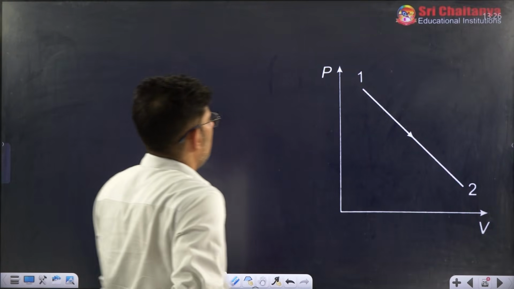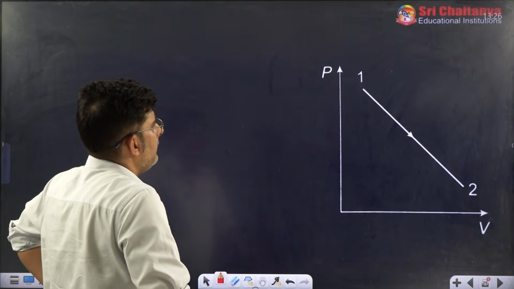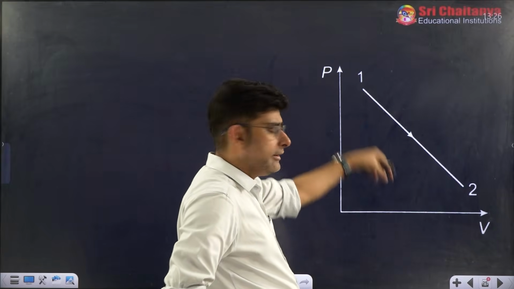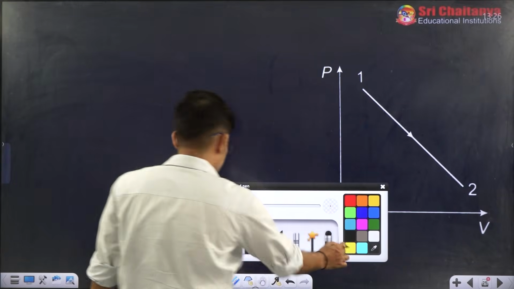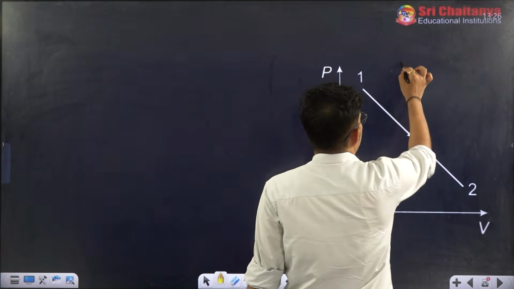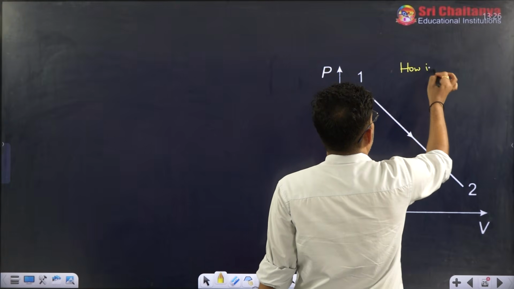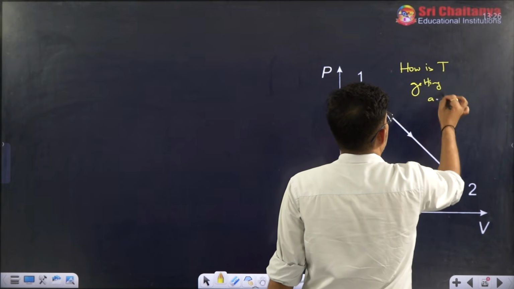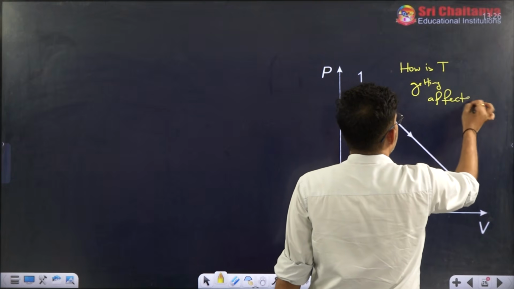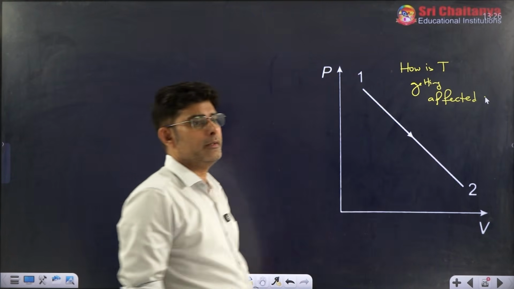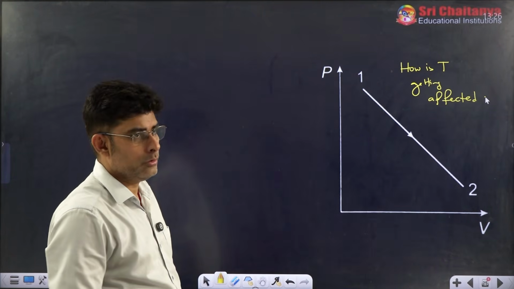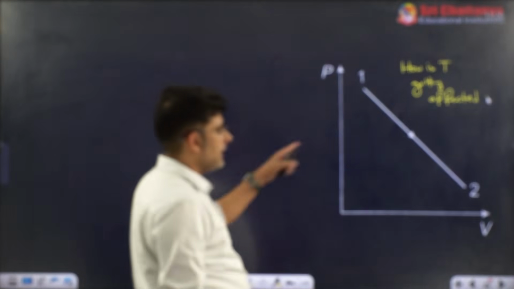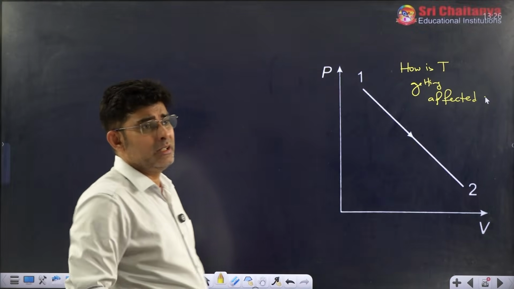Okay. Next question, we have a PV graph given like this. It is a decreasing straight line. What has been asked in the question is, how is the temperature getting affected in this process when we go from 1 to 2 for an ideal gas? So ideal gas, pressure and volume are given.